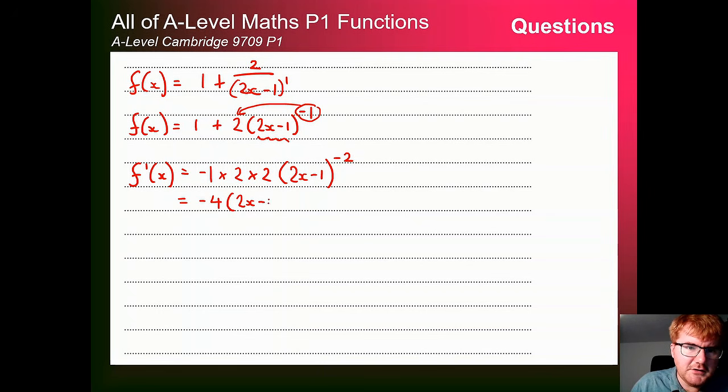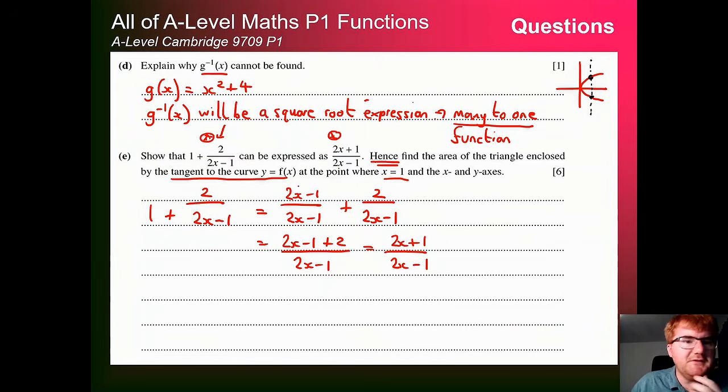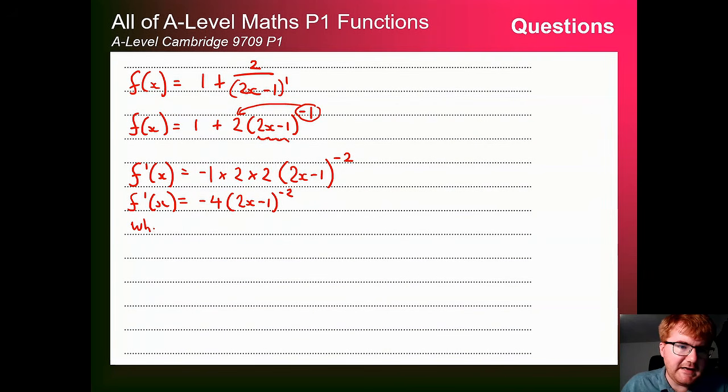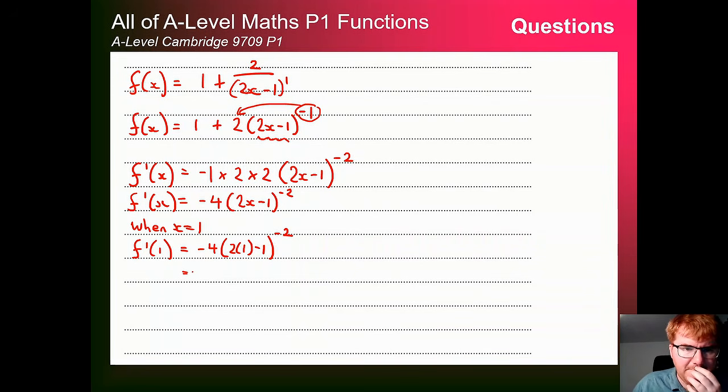We now get an expression for the derivative using that handy show that part of the question. Hence, we're using the word hence. Once we've got that, then we go back to the question. We want to find the tangent to the curve at x equals 1. So, when x is equal to 1, the derivative is minus 4 times (2 lots of 1 minus 1) to the power of minus 2. Okay, so 2 times 1 is 2, 2 minus 1 is 1. 1 to the power of minus 2 is just 1, so we get minus 4 times 1, and we get minus 4.